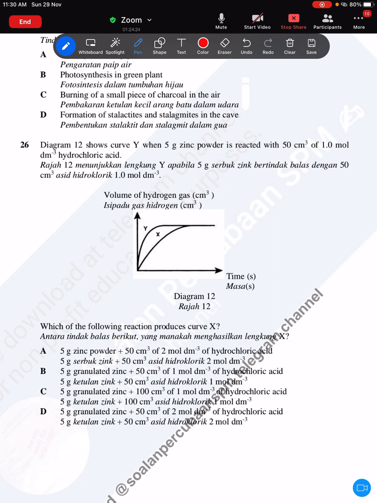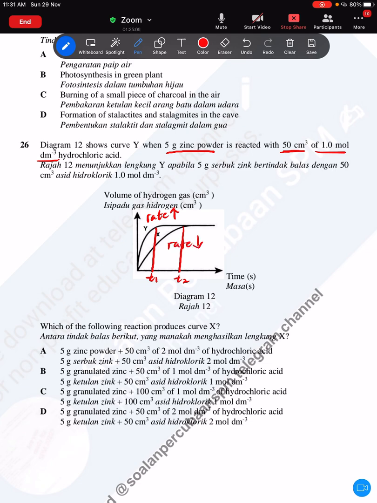Okay, this one is a rate of reaction question. Diagram 12 shows curve Y when 5 gram of zinc powder is reacted with 50 cm cubic of 1.0 molar hydrochloric acid. Okay, what is the question about? Listen here. The Y is your T1, and the X is your T2. I can say the X has a lower rate of reaction. The Y has a high rate of reaction, and the X has a low rate of reaction.